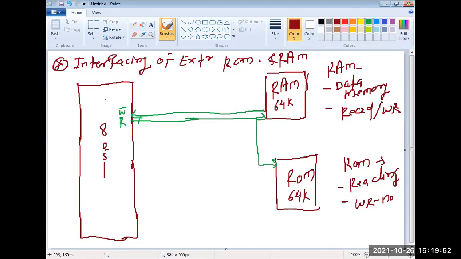Then I need what? The controller always takes data in or out through which buses? How many buses does the 8051 controller have? How many buses are there in the 8051?